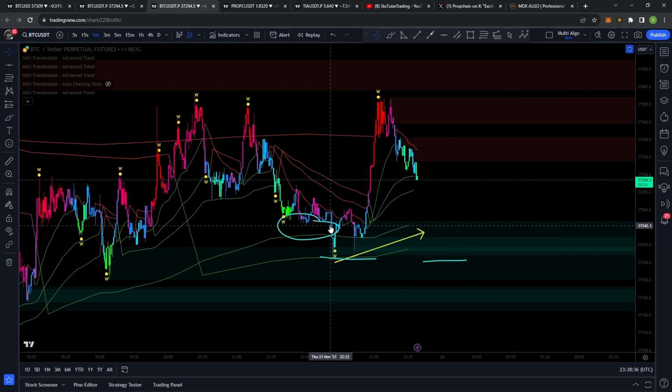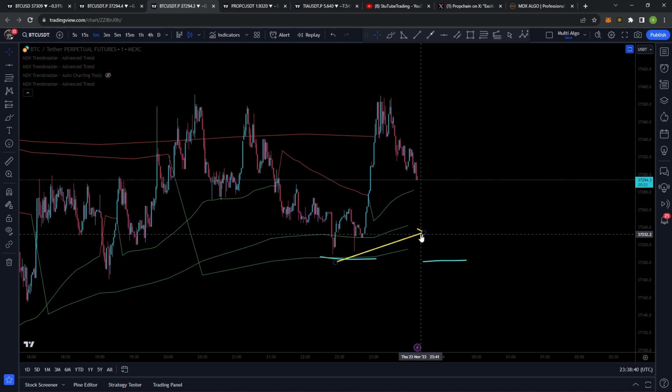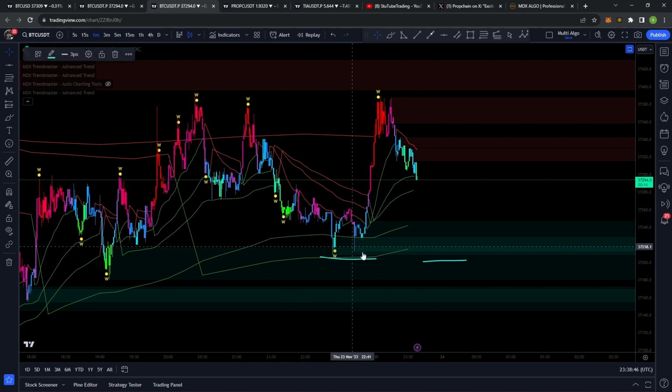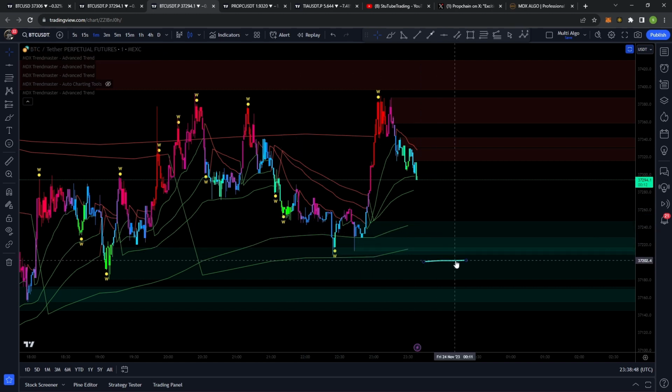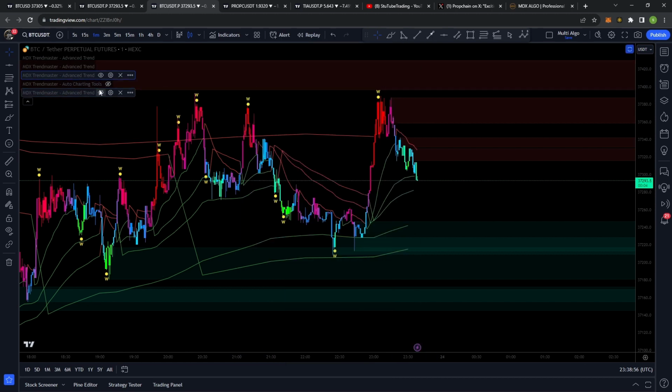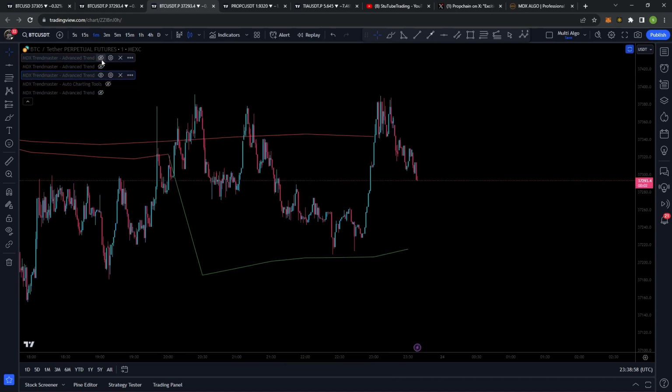Because when you're looking at a 1 minute chart, and even if you're not as much of a scalper as me, for example, or let's say you have a lower version of TradingView, so you can't have all these EMAs up, for example. Which one is the 1 hour? 1 hour and 30 minute here. Let's just close the other ones.